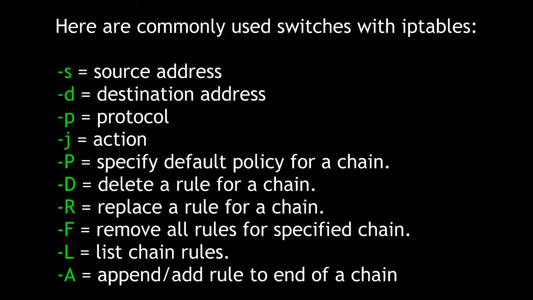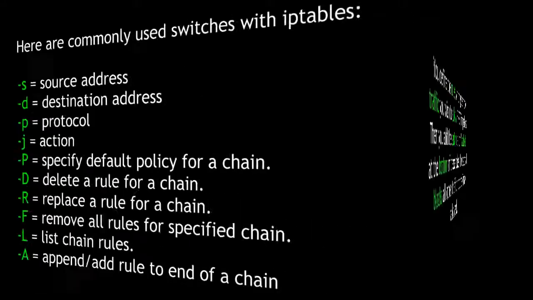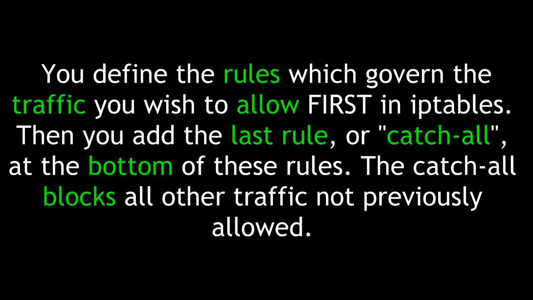In addition to understanding these built-in chains and how they work, you want to familiarize yourself with the switches and options that you can pass into IP tables. Some of them are listed here. -s for source address, -d for destination address, -p for protocol, -j for action. Uppercase -P to specify a default policy, uppercase -D to delete a rule for a chain, uppercase -R to replace a rule for a chain, uppercase -F to remove all rules for a specified chain, uppercase -L to list chain rules, and uppercase -A to append or add a rule to the end of the chain. If you forget or are unsure about a particular option to use with IP tables, you can always pull up the man page.